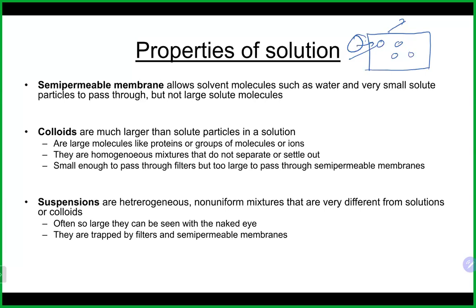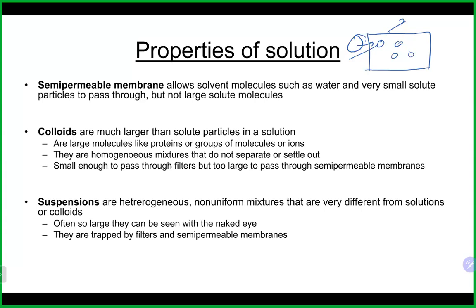Colloids are much larger than solute particles in solution. These are large molecules like proteins or groups of molecules or ions that are together. Colloids are homogeneous, which means they do look the same throughout, right? That's kind of what a homogeneous type of thing is. They do not separate and they do not settle out.